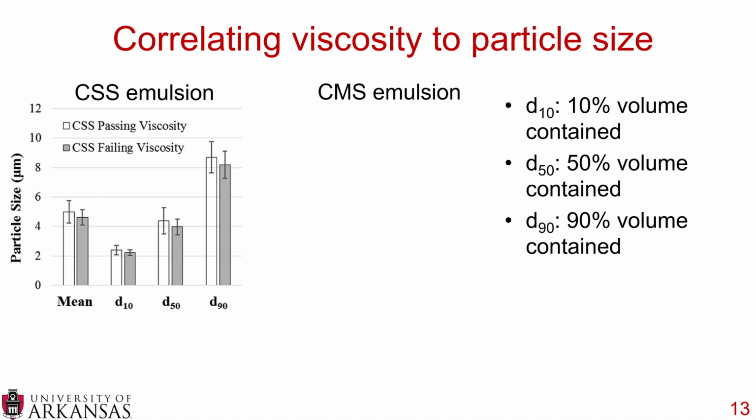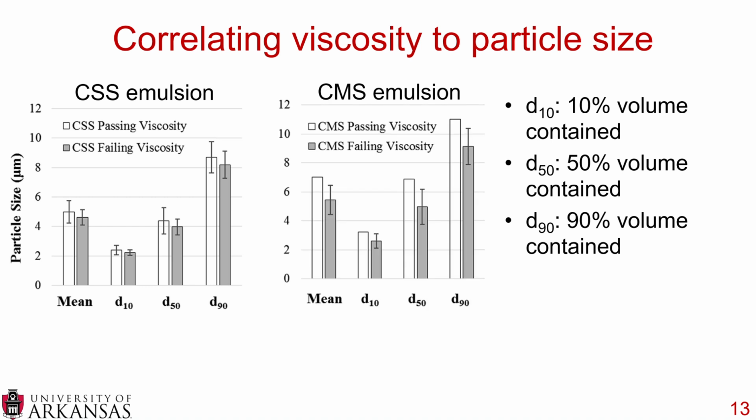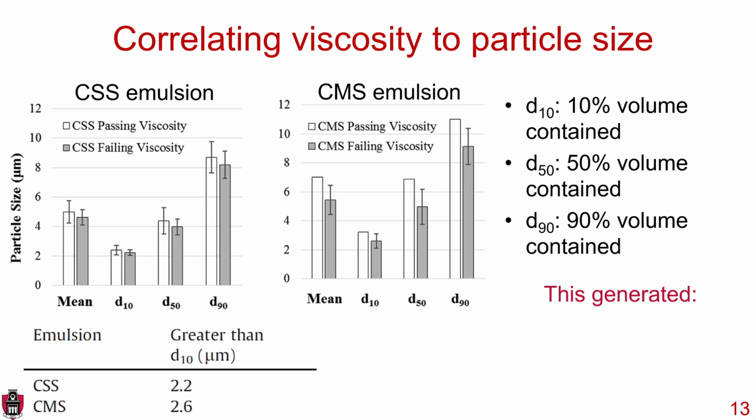So this is the data for the particle size with CSS emulsion. We also have the data for the particle size of the CMS emulsion. And again, what we did is we looked at the passing and the failing viscosity. What we tried to do was, if we knew from AASHTO standards which emulsions would fail with viscosity, could we correlate those failing viscosities to failing particle size? If we knew which emulsions passed the viscosity, could we correlate the passing viscosity with particle size? And this is what we came up with.